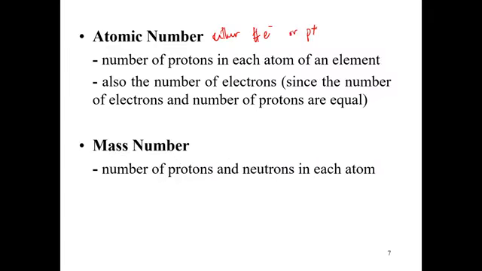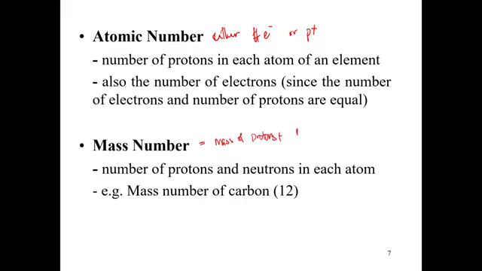The mass number is the mass of protons and neutrons in each atom. Take, for example, the mass number of carbon, which is 12. Mass number equals mass of protons plus mass of neutrons. Please take note that mass number is also called molar mass in higher chemistry.